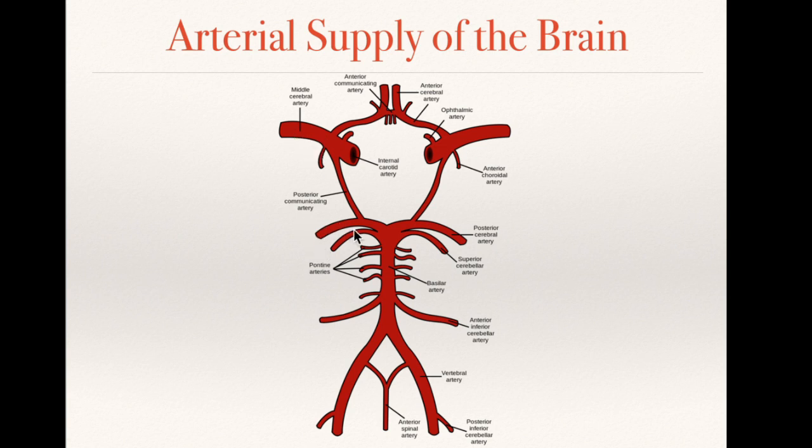The anterior cerebral artery supplies the anteromedial part of the cerebrum. The middle cerebral artery supplies the lateral part of the cerebrum, and the posterior cerebral artery supplies the entire posterior part of the cerebrum.